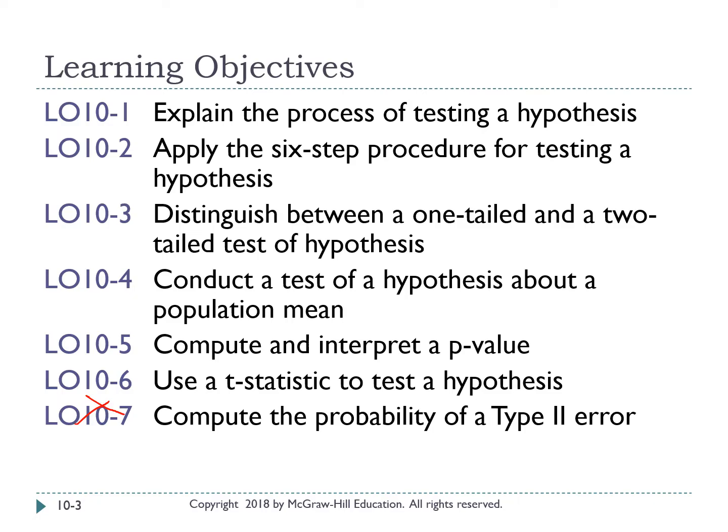So I'm expecting my students to be able to explain the process of hypothesis testing. You should also be able to apply the 6 steps to test your hypothesis. You can distinguish between one tail and two tail tests, and you can conduct a test of hypothesis about population mean. You should be able to compute and interpret p-values and use t-statistics to test your hypothesis.